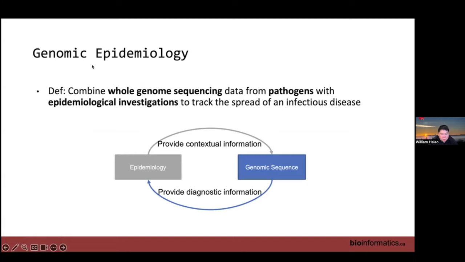Okay, so coming back to give genomic epidemiology a definition after we saw a few of the examples. First, I would simply say it's a combining of whole genome sequence data from pathogens with epidemiological investigation to track the spread of infectious diseases. It's the basic premise of genomic epidemiology. I know there are much more robust and complex definitions out there, but I just want to have a general baseline for our discussion.